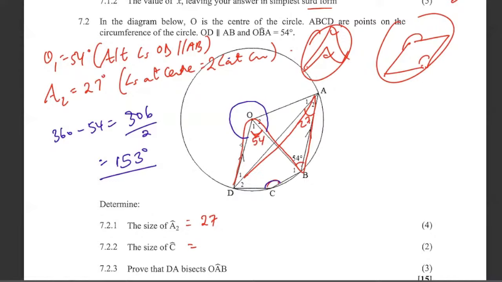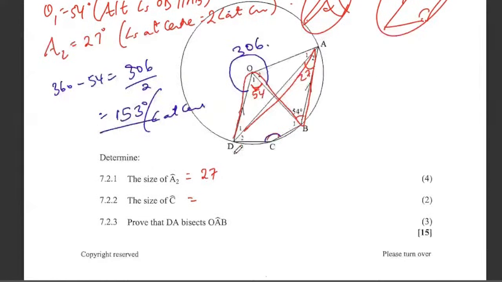So the reason for that is going to be the angle at the center. It's going to be twice the angle at the circumference. This is 306. Angle at the center will be twice angle at the circumference.